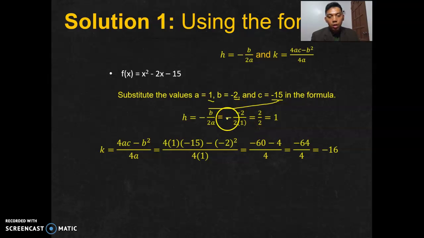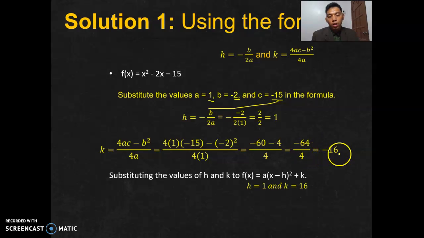Negative times negative is positive. Then 2 times 1 is just 2, so 2/2 is equal to 1. And then k is 4ac minus b squared all over 4a. So 4 times 1 times -15 minus (-2) squared, all over 4 times 1. So -15 times 4 is -60, minus 4 is -64. -64 over 4 is -16.